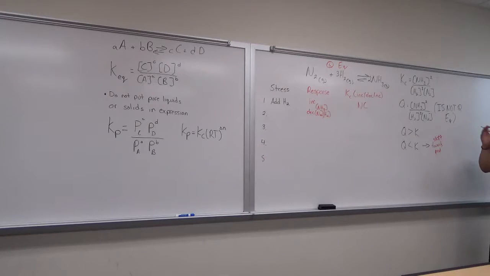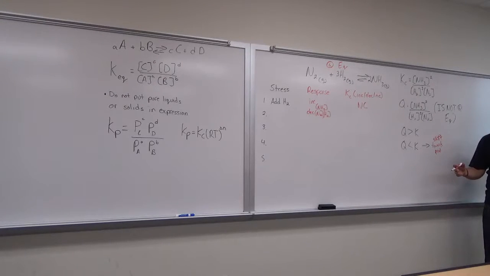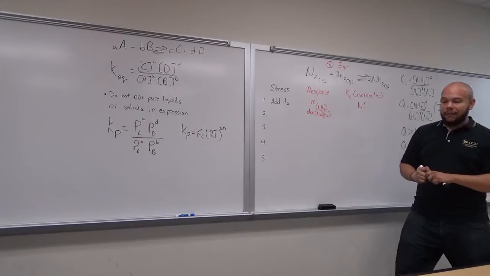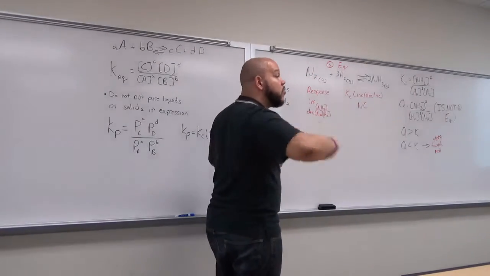The shift, left or right, in this case right, is to re-achieve that number, because our Q value ended up dropping. So to re-achieve that value, we need this to go up by a certain amount, whatever that is, and we need this to go back down by a certain amount, whatever that is, to get us back to Q equaling K. And when Q equals K, you're at equilibrium. So that's one stress. That's a good one. That's just one, but from here it should be a snowball effect.